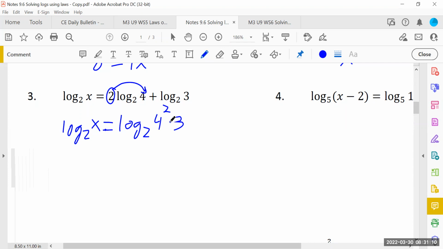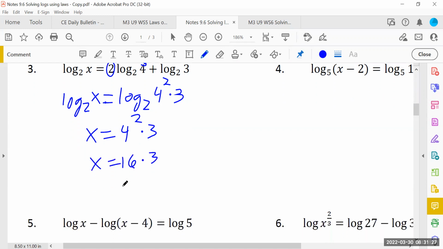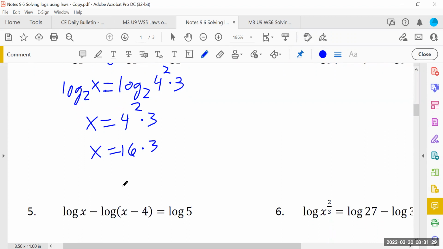So now that I have 2 logs, 1 on each side, nothing outside the logs, I can just set the insides equal. X equals 4 squared times 3. 4 squared would be 16. X equals 16 times 3, x is equal to 48.